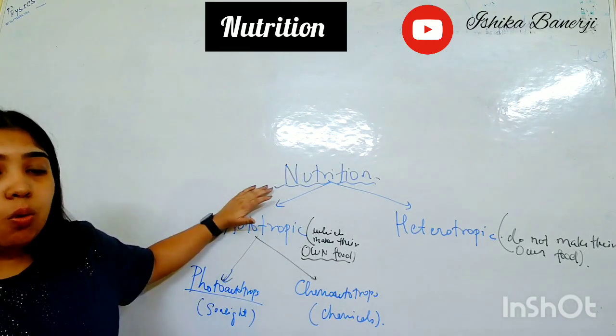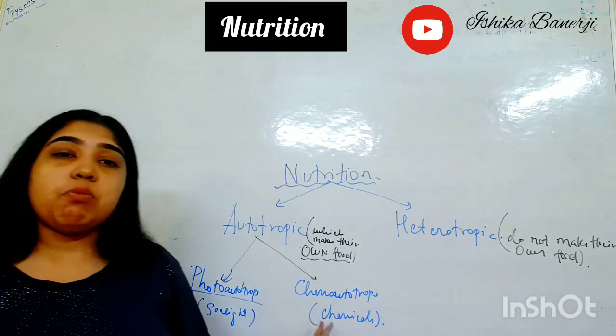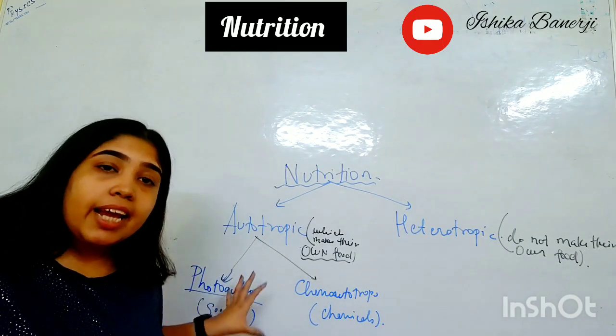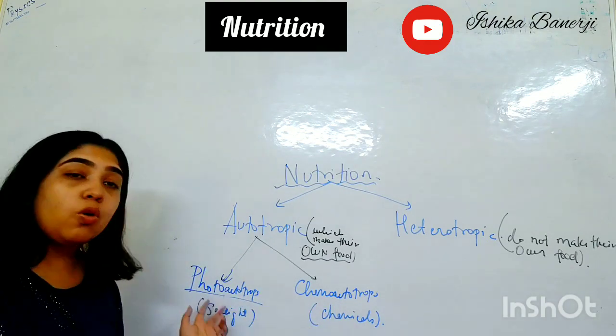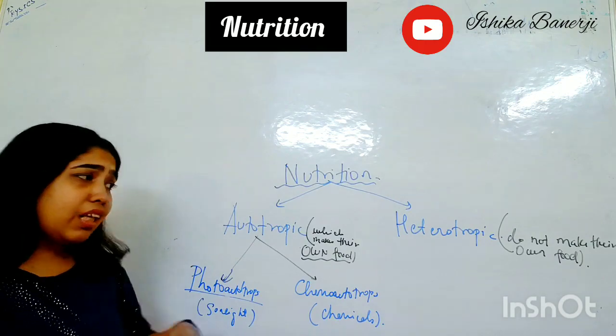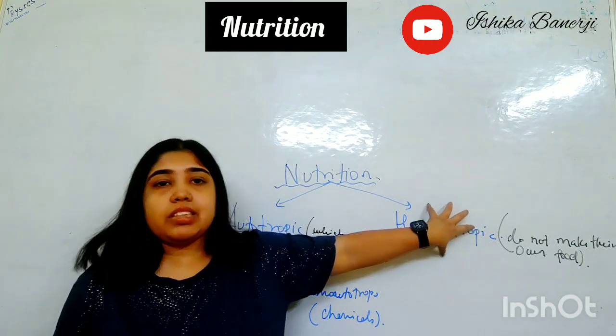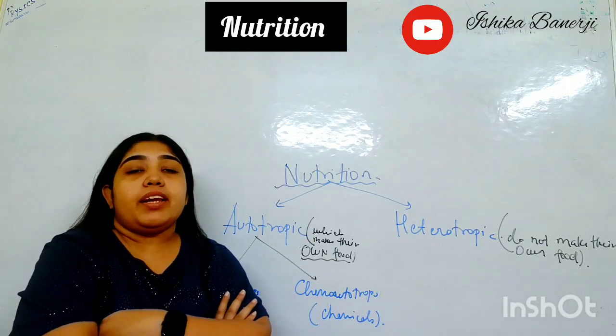They can make their own food. So here we have photoautotrophs and chemoautotrophs. Photo means with the help of sunlight. Chemo means chemicals, and from photo you can say sunlight. Now come to this portion, heterotrophs. Heterotrophs means they are dependent on others for food. They cannot prepare their own food.